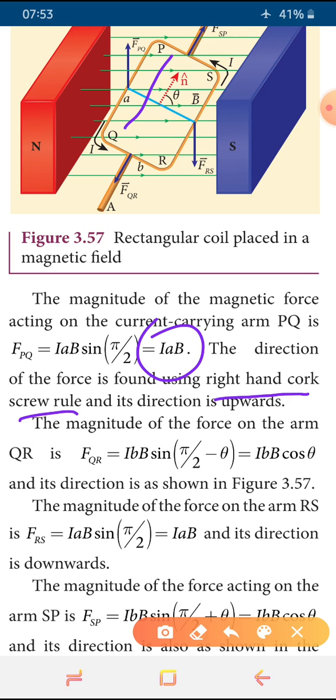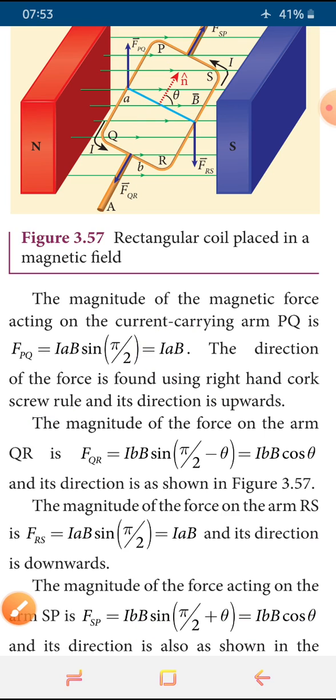It is acting here in upward direction. Okay, it is acting here in upward direction. So we are using here the right hand corkscrew rule to show the direction of force. Then the magnitude of the force on the arm, we are calculating for arm QR.